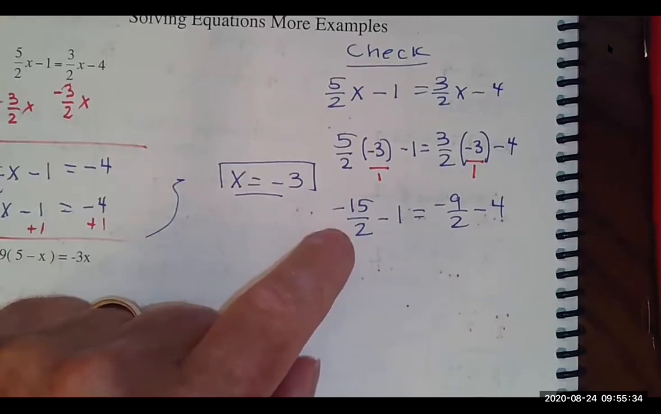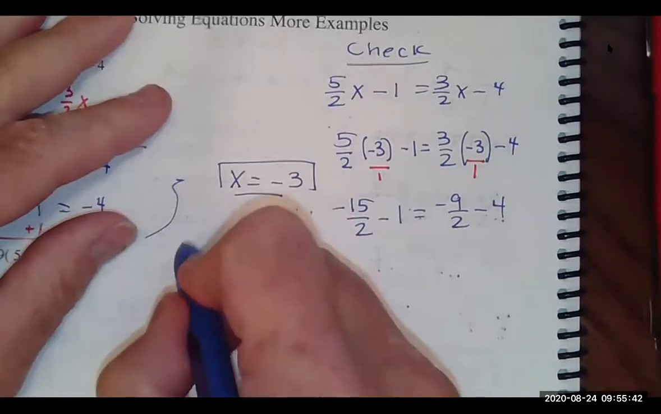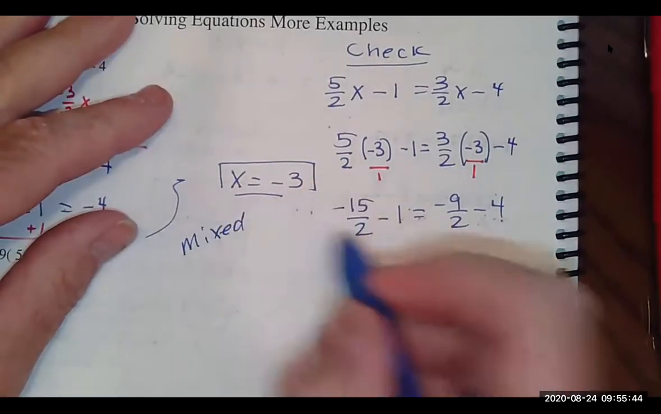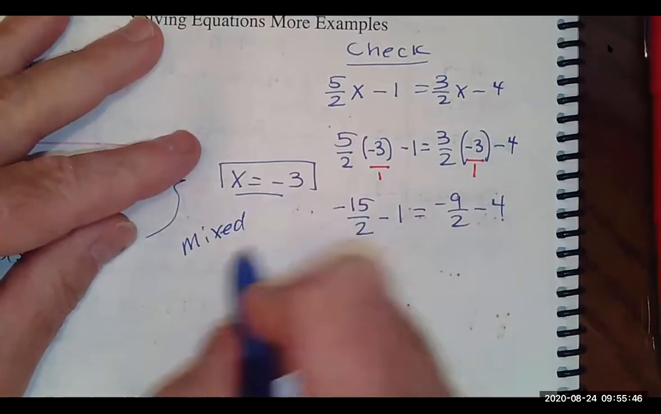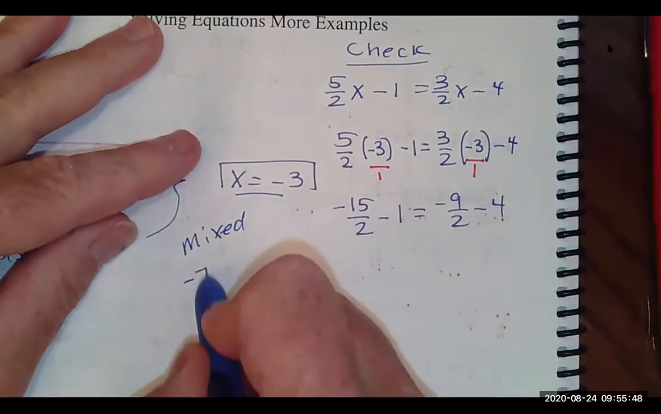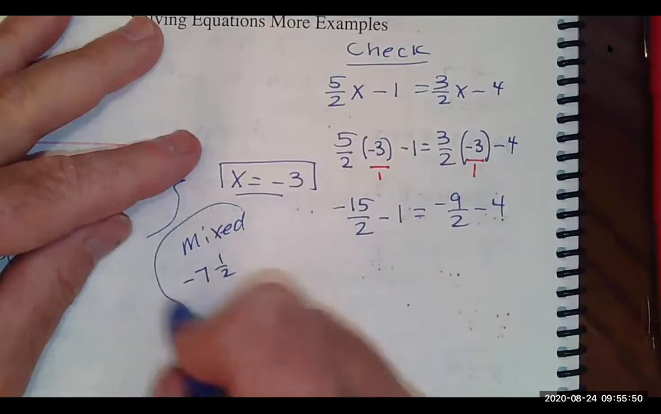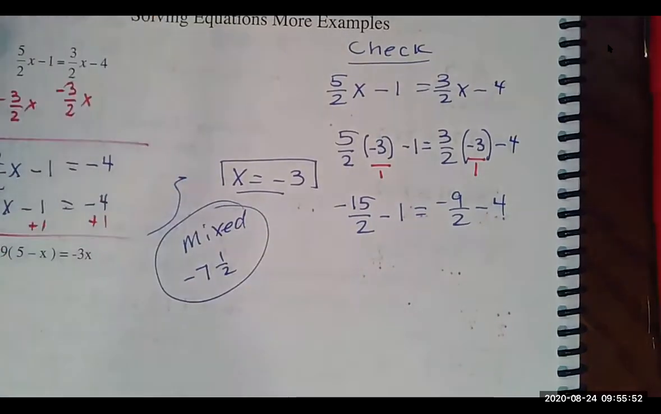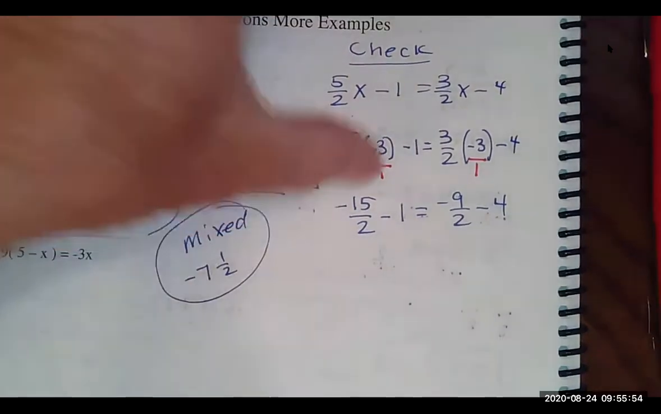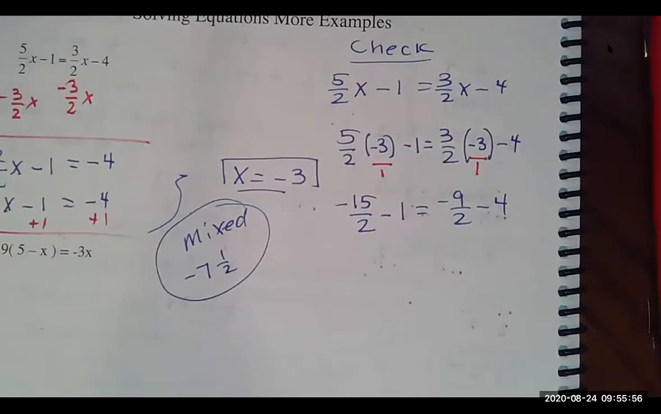This is called an improper fraction, Russ. Improper, because the numerator is bigger than the denominator. A mixed number would mean 2 goes into 15 7 times, so you've got -7 and 1 left over. That's called a mixed number, a reminder. But don't change these to mixed numbers. I'm highly recommending you keep them as improper.